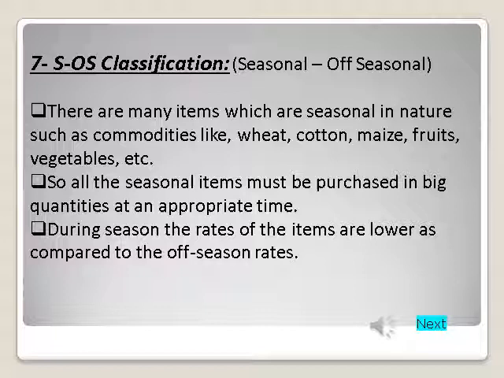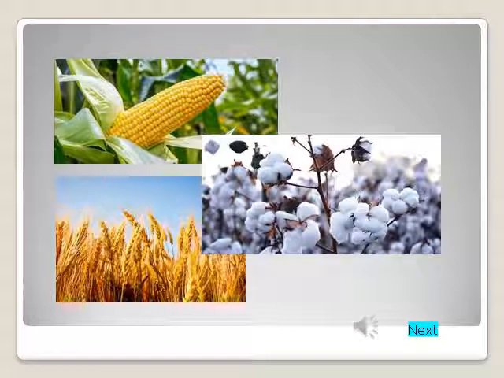This slide talks about classifying items, whether they are seasonal or off-seasonal. There are many items which are essential in nature, such as commodities like wheat, cotton, maize, fruits, vegetables, etc. So all the seasonal items must be purchased in big quantities at an appropriate time. During season, the rates of the items are lower as compared to the off-season. These are examples of SOS items.